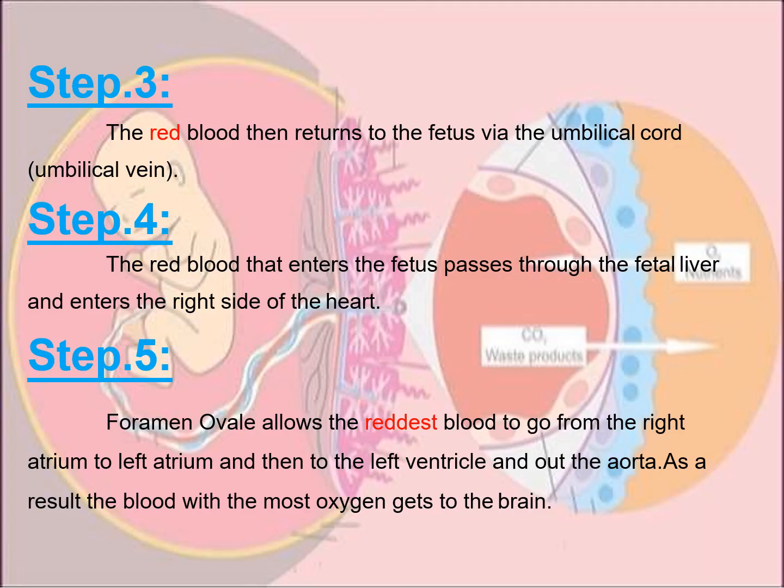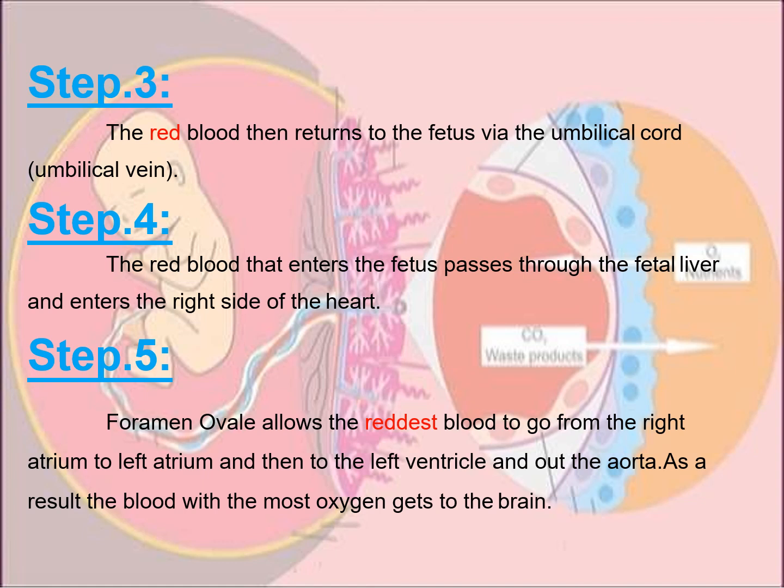Now let us see the third step. The blood coming through the umbilical vein comes through the umbilical cord and reaches the fetus. That is the third step. Then in the fourth step, the blood enters the fetus and goes through the liver and through the inferior vena cava. I already told you that there is a connection between the umbilical vein and the inferior vena cava, and the inferior vena cava supplies the right atrium, the right side of the heart. One branch is supplying the liver also.